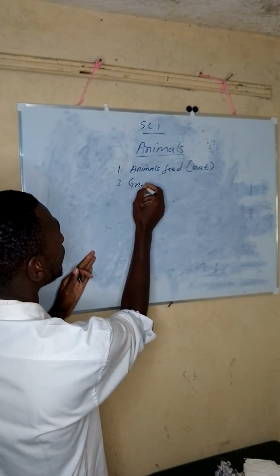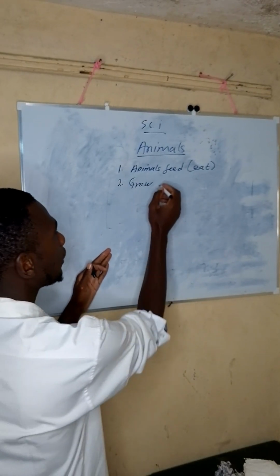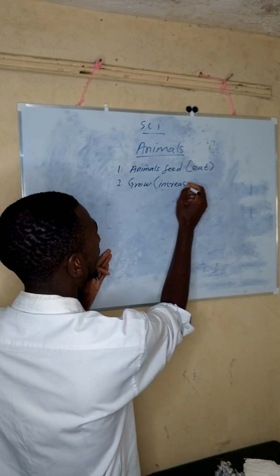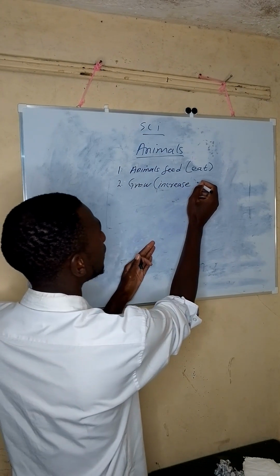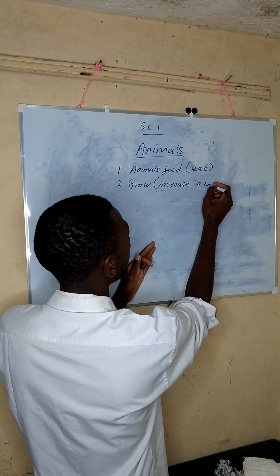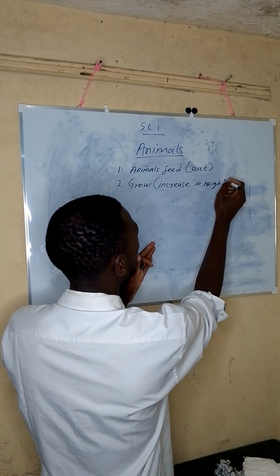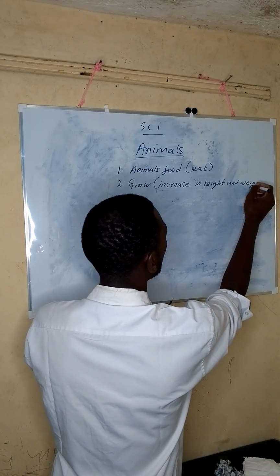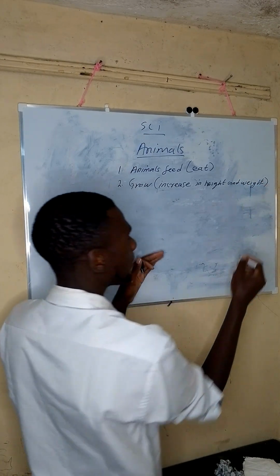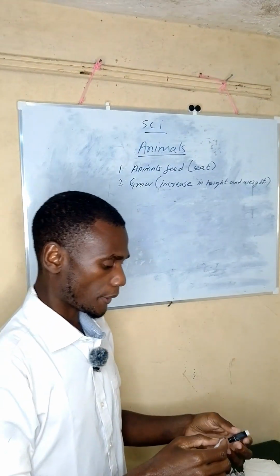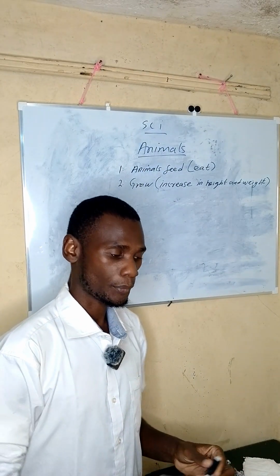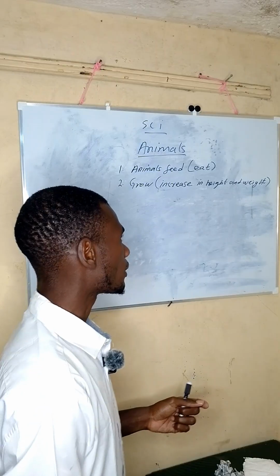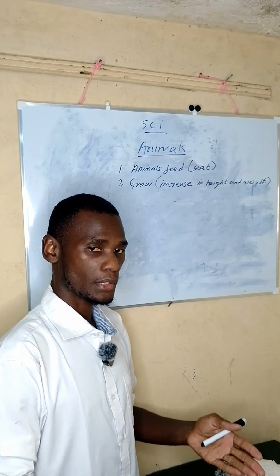All animals grow. So growth here we mean increase. By growth we mean increase in height and also weight. So this is what somebody is growing. So when an animal gives rise to a young one, it starts at a very small thing or a very small organism. Then with the time, it becomes big.